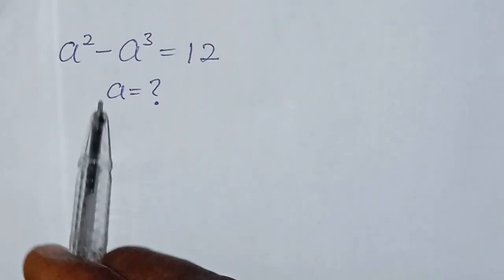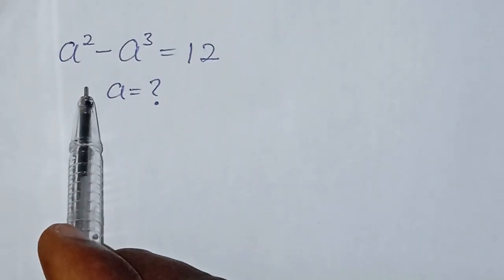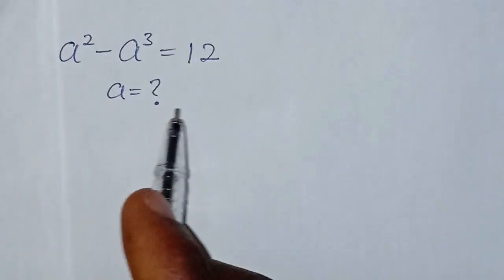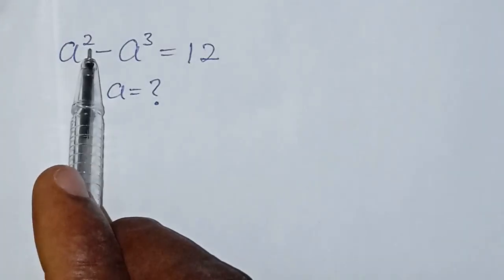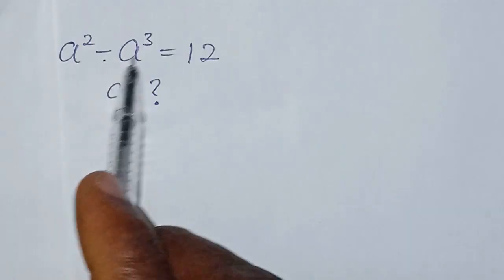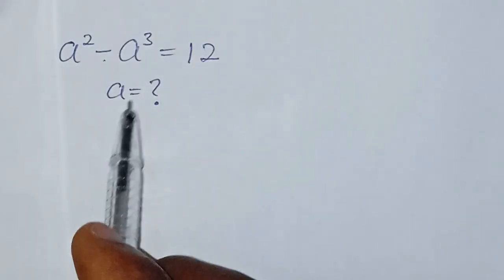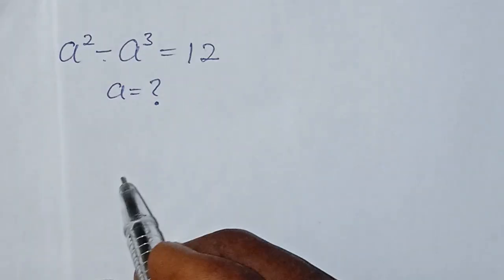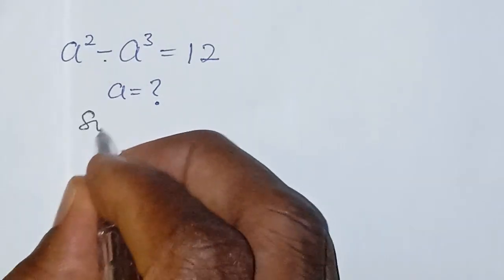Hi everyone, we want to solve for the value of a in this algebraic expression. a raised to the power 2 minus a raised to the power 3 equals 12. What will be the value of a? So let's solve for the value of a. Solution.